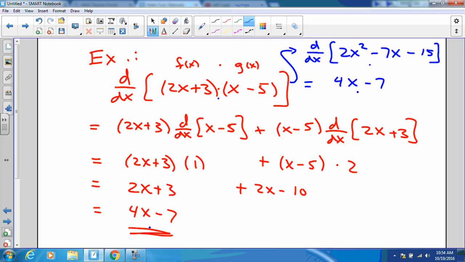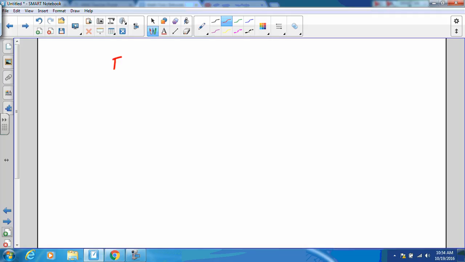Which one was easier in this case? Well, in this case, it was easier to multiply through and then differentiate. It's nice that we got the same answer as the product rule, but the product rule seemed a little cumbersome. But there are circumstances in which the product rule is either easier to use or is really our only option.